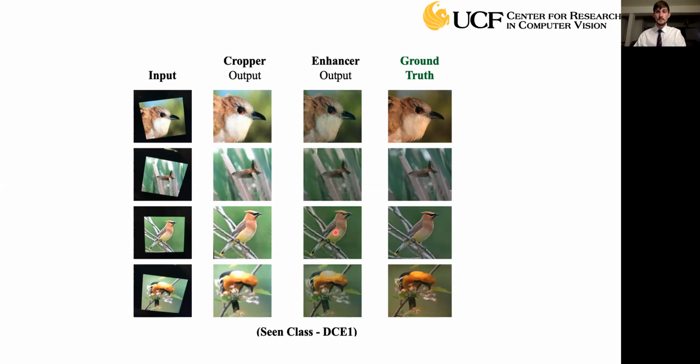In the third column, we have the output of our deep enhancer, which has adjusted some of the discoloration from the input photo. When the photo is taken, because it was a screen, the image comes out brighter. And in the cropper output, that image is still brighter than the ground truth. But the enhancer is able to darken those colors and correct them to be more realistic. It's important to note that this experiment was performed using the same image class, birds, as the network was trained on.